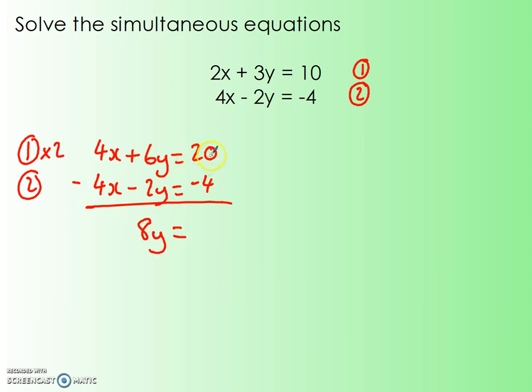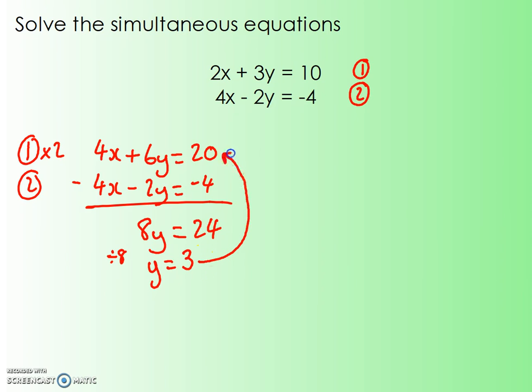Same thing here, 20 take away minus 4. So 20 subtract minus 4 will then give you 24. Divide by 8, which will give you y equals 3. What we then do is substitute that back into one of the equations.